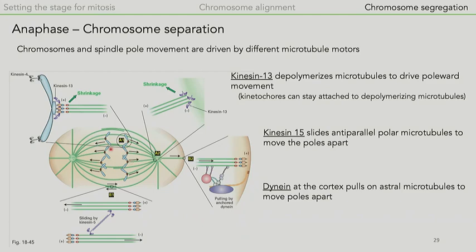At the same time, kinesin 5 is going to slide these polar microtubules away from each other, and that is going to cause the spindle poles to move farther apart. Right? So the chromosomes are being pulled to the spindle poles, and the spindle poles themselves are being pushed farther apart. And then once again, the activity of that minus end motor at the cortex, dynein, that's pulling on the microtubules, once again helping to move the spindle poles farther away from each other.